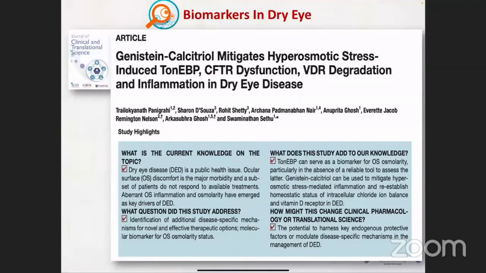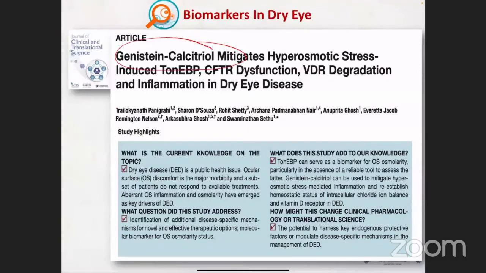I'm just going to show something recent, the last 2 years of work, because everything you start has to keep going. There's never going to be an end to any of the work you do. One of the things we looked at is the genistein-controlled mechanism of hyperosmotic stress. We all talk about hyperosmolarity. The question is, what actually drives this hyperosmolarity? If you look at the DEWS definition, we say dry eye causes hyperosmolarity, or hyperosmolarity is related to dry eye. But the question is, what is the molecular mechanism of that hyperosmolarity?